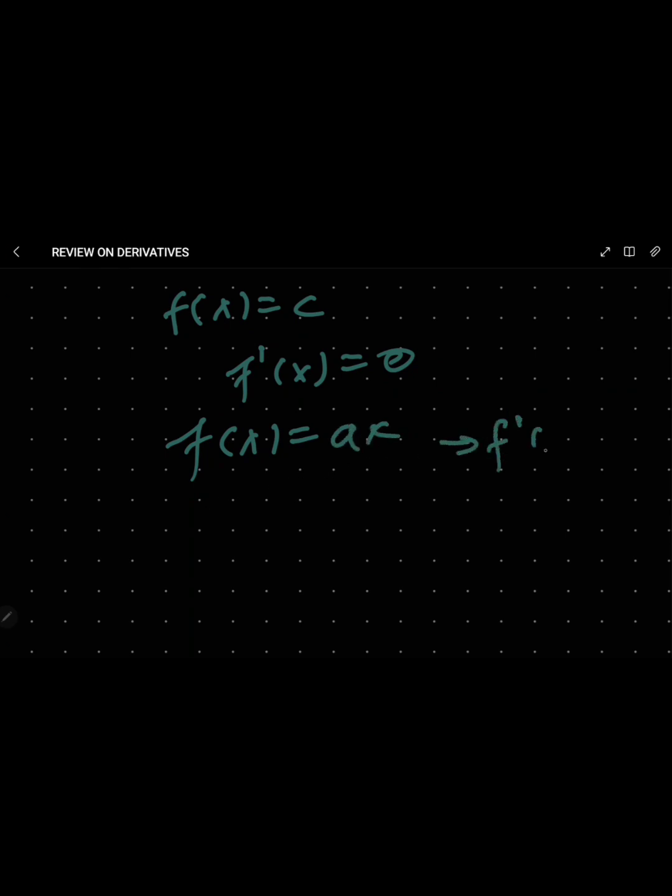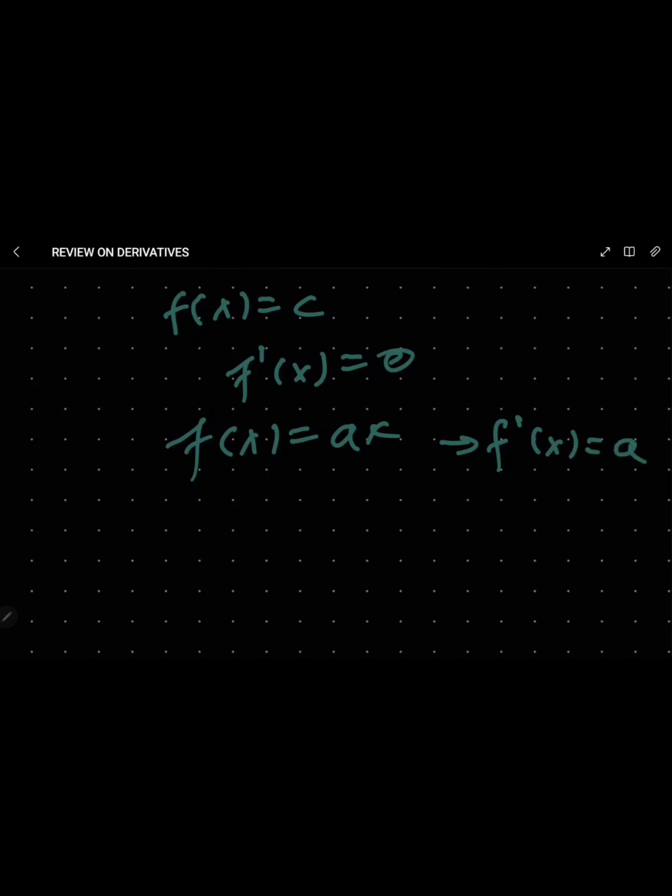So from the previous discussion, we have: if a certain function f of x is a constant, then its derivative, in short form, f derivative of x, is going to be 0. If you have a linear expression as f of x, which is ax, then the f derivative for this one is going to be simply a.